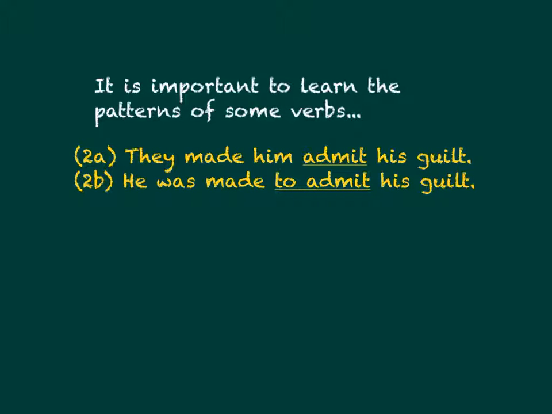How to say 他們令他承認他的過失? They made him admit his guilt. Alternatively, we can say he was made to admit his guilt. Both are correct.